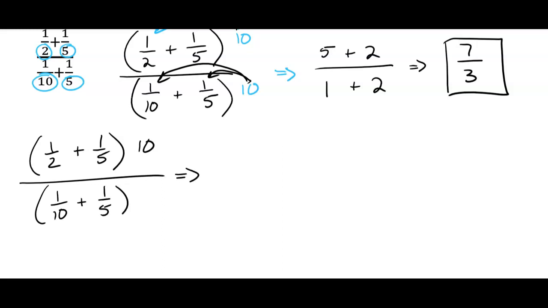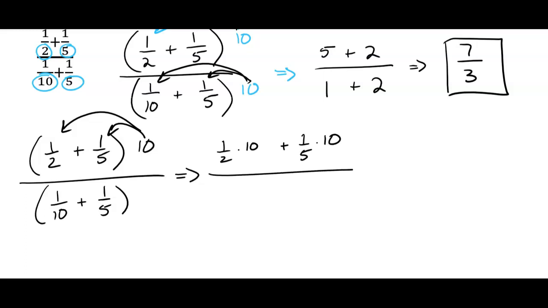So what we're going to do is we're going to distribute. So it's going to be 1/2 times 10 plus 1/5 times 10 over, and then I have a 10 down here that I'm multiplying by, 1/10 times 10, and then plus 1/5 times 10. But then what's going to happen is all of these little denominators are going to cancel. We know that because we found the LCD of all of them.